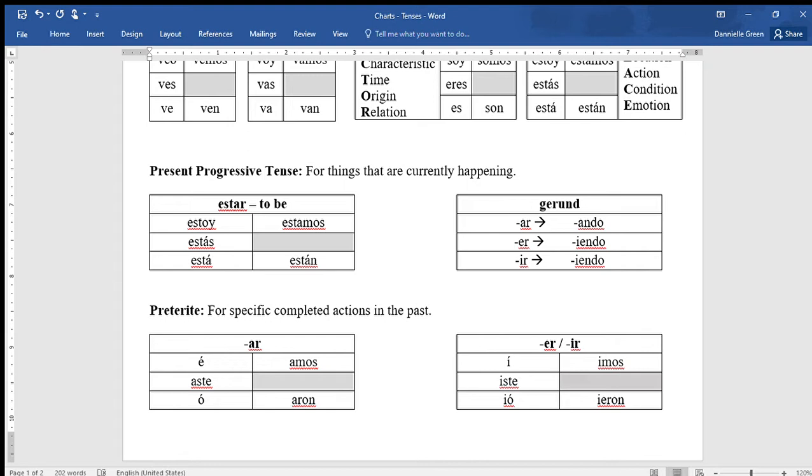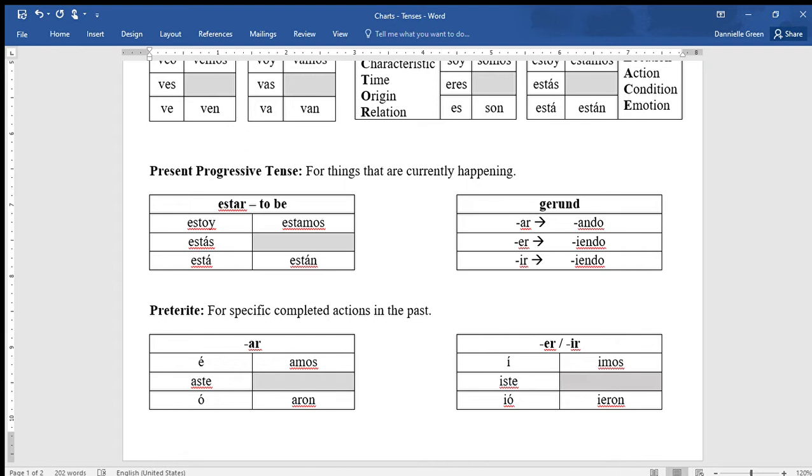But if I wanted to say that when I was younger, I used to go to my grandparents' house all the time, that still is in the past, but it doesn't have a specific end or start time. We don't know for how long I went to my grandparents' house, when that started or when it ended, so we couldn't use preterite there. Again, preterite is used for specific completed actions in the past.